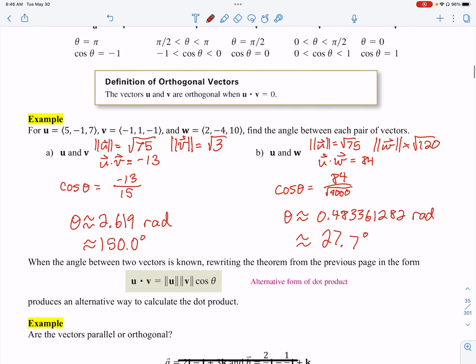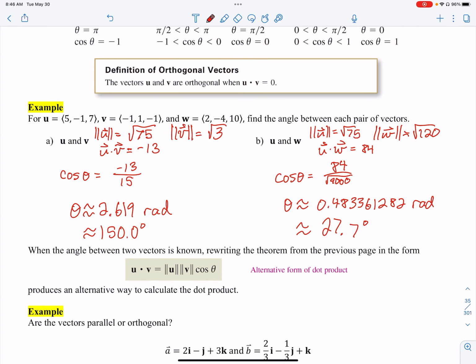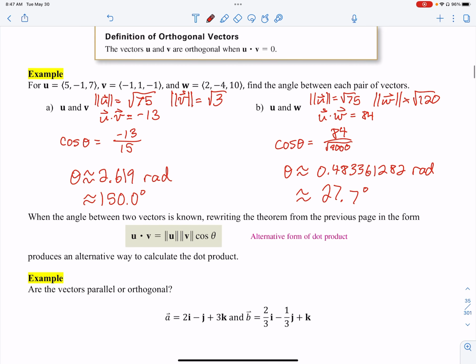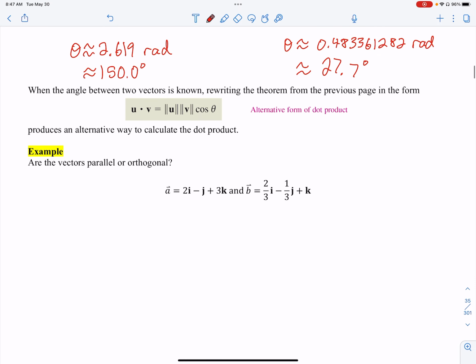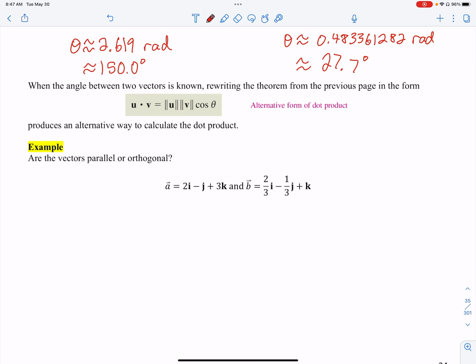There is an alternative form that we're going to use with some theory, u dot v, and this is just solving that above equation for u dot v. So there's an alternative form that we're going to use, which is manipulation algebraically. So we are going to decide if two vectors are parallel or orthogonal. So I'm going to write these in component form. My vector a is equal to 2, negative 1, 3. My vector b is 2/3, negative 1/3, 1.